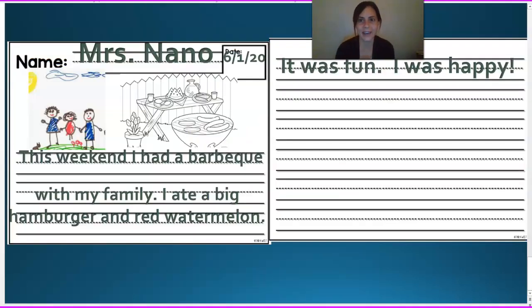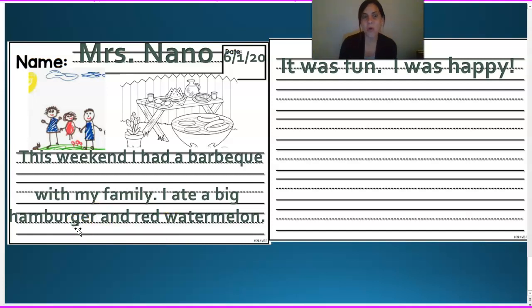So take a look at my writing. Here's my weekend news. Can you tell what I did without even reading my words? Probably. It says, this weekend I had a barbecue with my family. So you know this is a personal narrative because I'm the main character and I'm telling about a real life story. I ate a big hamburger and red watermelon. Did you see the describing words in my sentence?